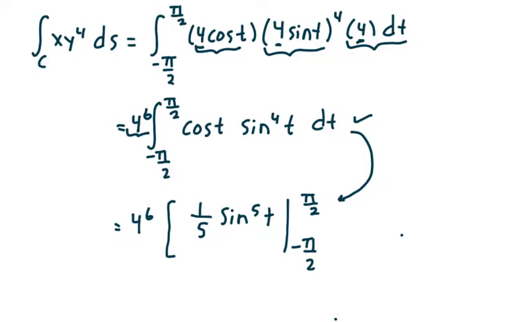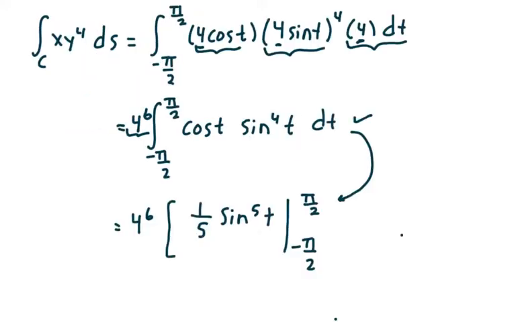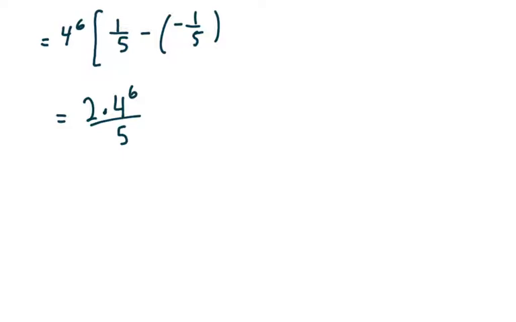And so here I get 4 to the 6th times 1/5 sine to the 5th t evaluated from negative pi over 2 to pi over 2. And that's just a matter of plugging it in. So I get 4 to the 6th times the quantity. If I plug the pi over 2 in, sine of pi over 2 is 1. So I get 1/5. And then I'm going to subtract negative 1/5. Now, why is that? Because remember, sine of negative pi over 2 is negative 1.